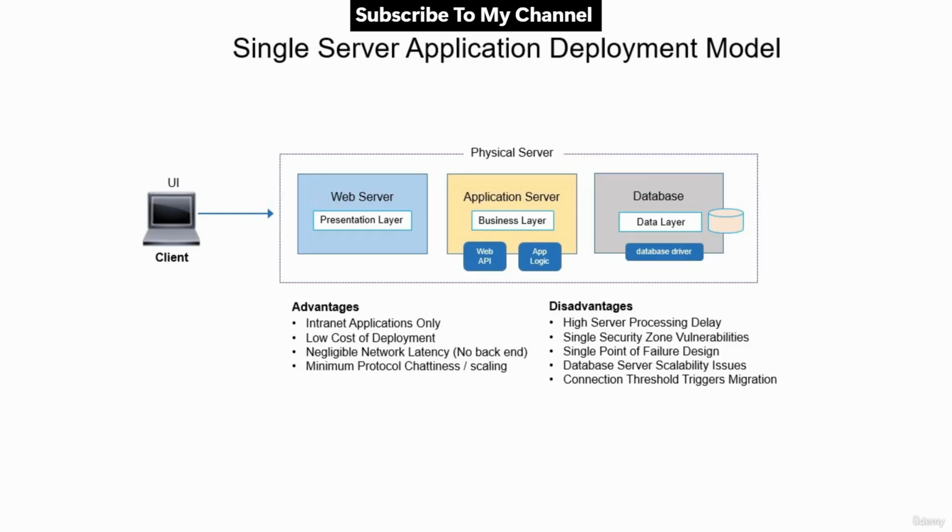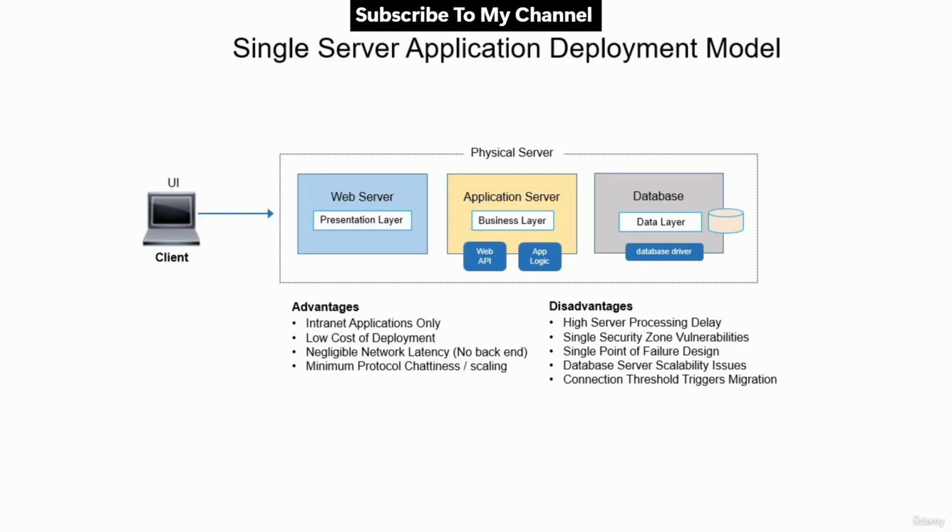There's really no network latency because it's all on the same server. The only latency you're going to have is between client and web server. No protocol chattiness involved since they're all on the same server, so you don't have any particular chattiness within the data center, although that's not really a big problem anyway because the latency is so low. But it's not scalable. As the traffic grows, you're going to have to move that off to separate servers.